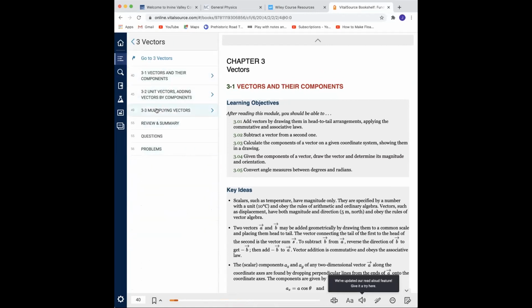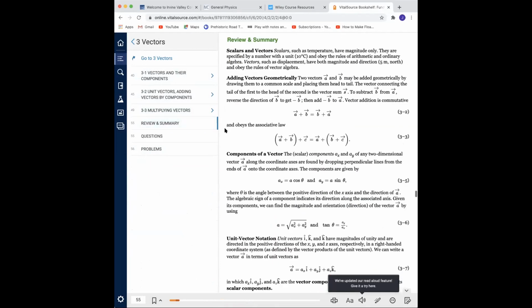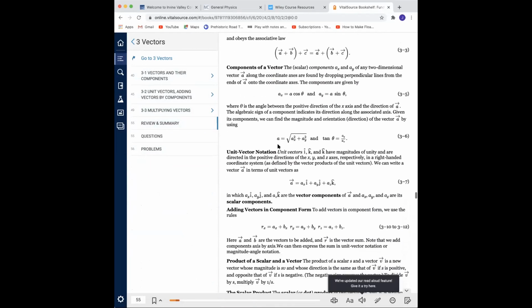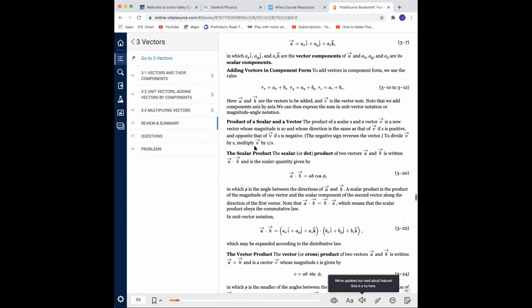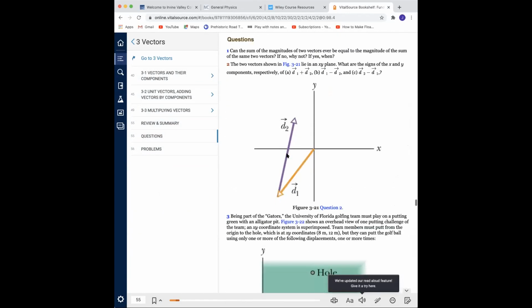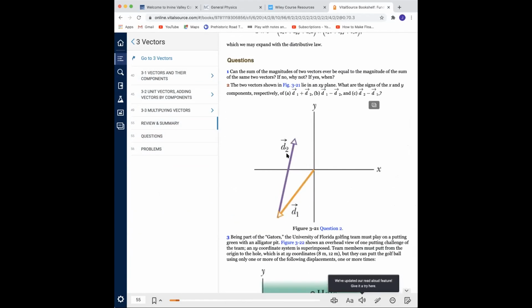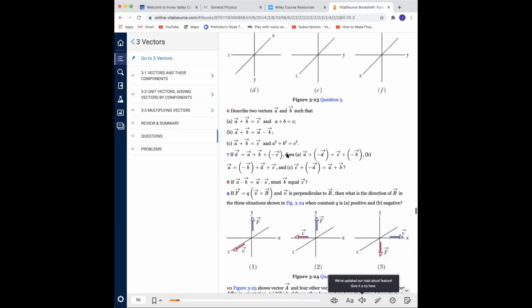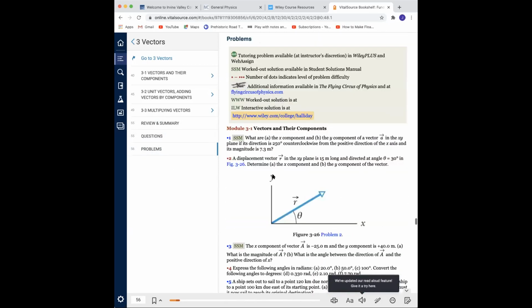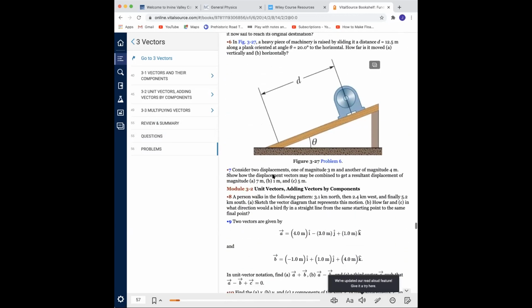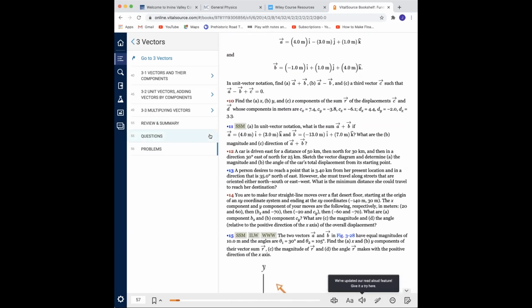Chapter 3 has 3 sections, 1, 2, and 3, which we'll go through. There's a review and summary, which will take you through the equations and kind of the overview of everything once you're done. There are some questions that you can practice with and go through, and then all the problems from the text are here, okay? So keep that in mind.